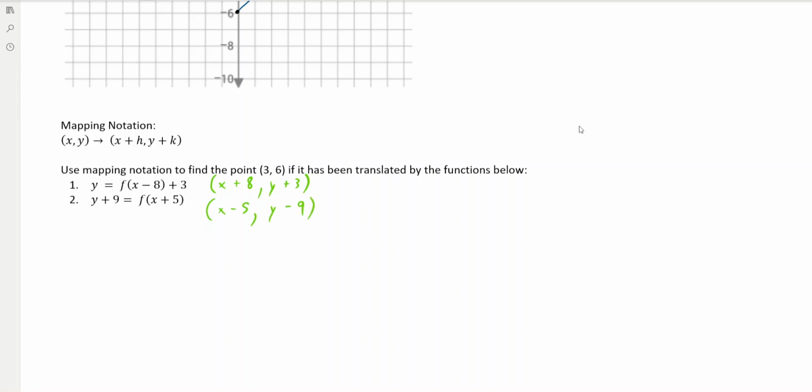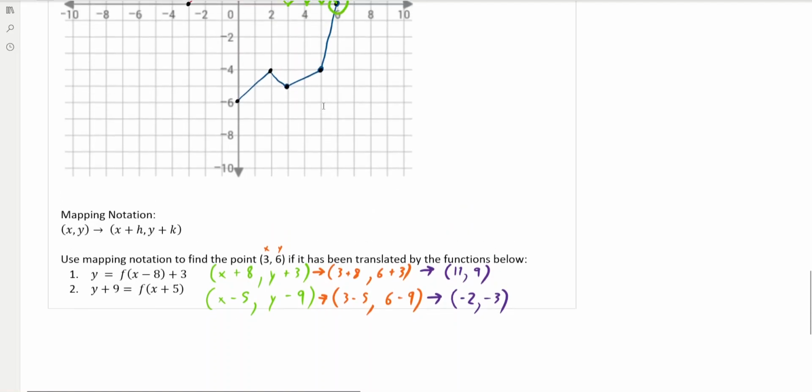So now what we're going to do is plug in the values of x and y into both of these. So 3 plus 8, comma 6 plus 3. So I just used x from here and y from here. And over here I'm going to do the same thing. So 3 minus 5, 6 minus 9. And so we can obviously just calculate those and get our answers. So 11 comma 9, and negative 2 comma negative 3.